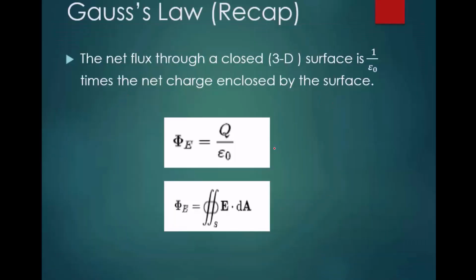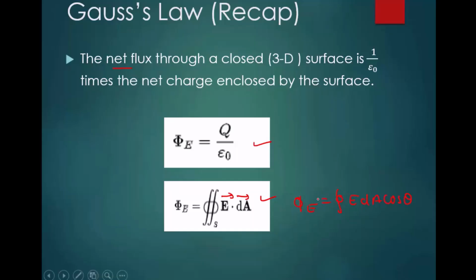recap Gauss's law. Gauss's law says that the net flux through a closed 3D surface, the surface has to be three-dimensional and it has to be closed, is 1 upon epsilon naught times the net charge enclosed by the surface. And we had these two equations. Electric flux is equal to Q upon epsilon naught, where Q is the net charge enclosed by the surface. And we also looked at phi E is equal to the surface integral of E dot dA, which is equal to the integration of E dA cos theta. So this is what we studied in Gauss's law.